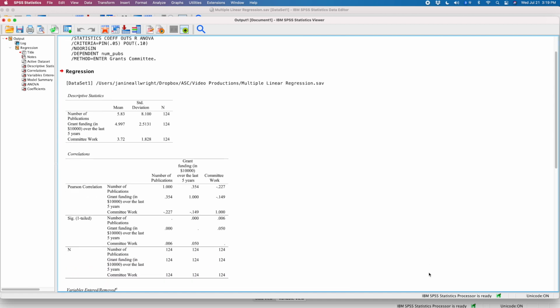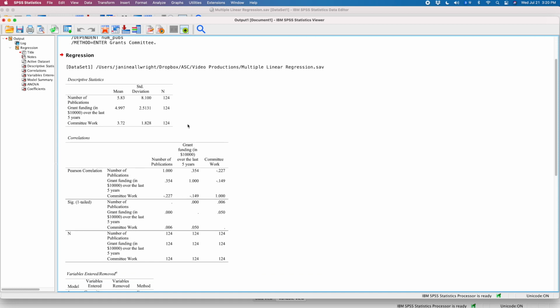First, I'm going to interpret the variables here, of course, as we always do. I have the descriptive statistics for my three variables, and I surely want to describe them to my readers. The number of publications on average in this data set is 5.83 with a standard deviation of 8.1, and my sample size is 124. I can discuss grant funding and committee work as well in the same manner. Please introduce the variables to your reader, as your reader is not yet familiar with this data set.